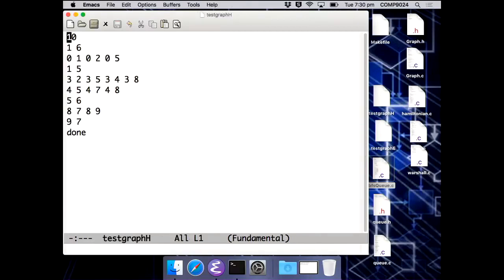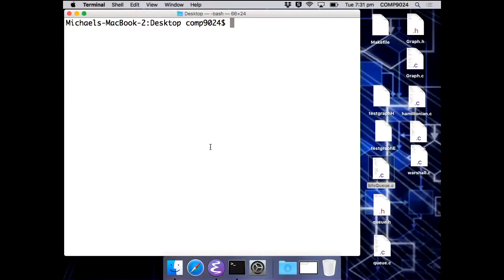The test graph H, which is exactly the graph that we looked at. It has 10 nodes, and I want to find a Hamiltonian path from 1 to 6. This is what we have done, and these are all the edges that are read as user input. We can see what our algorithm says.